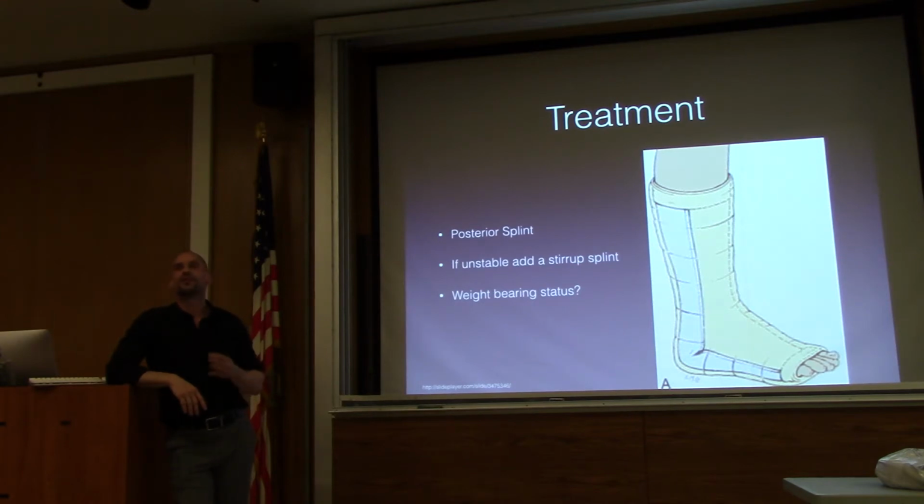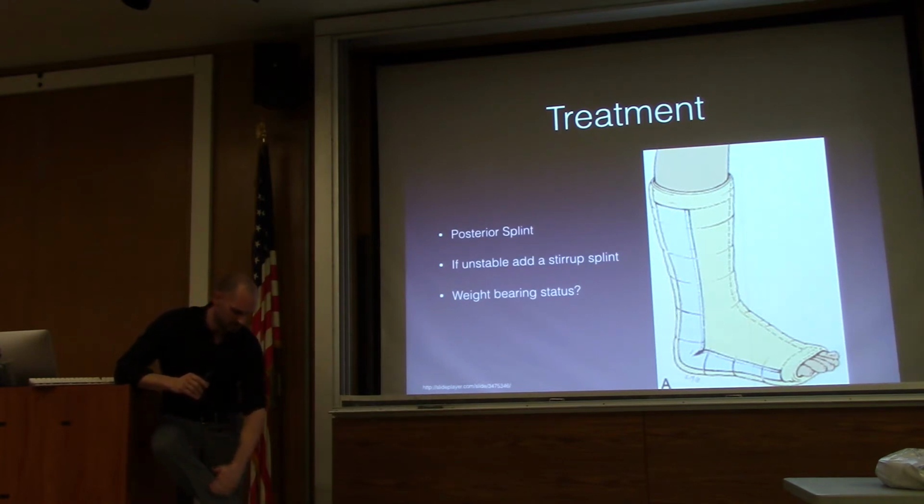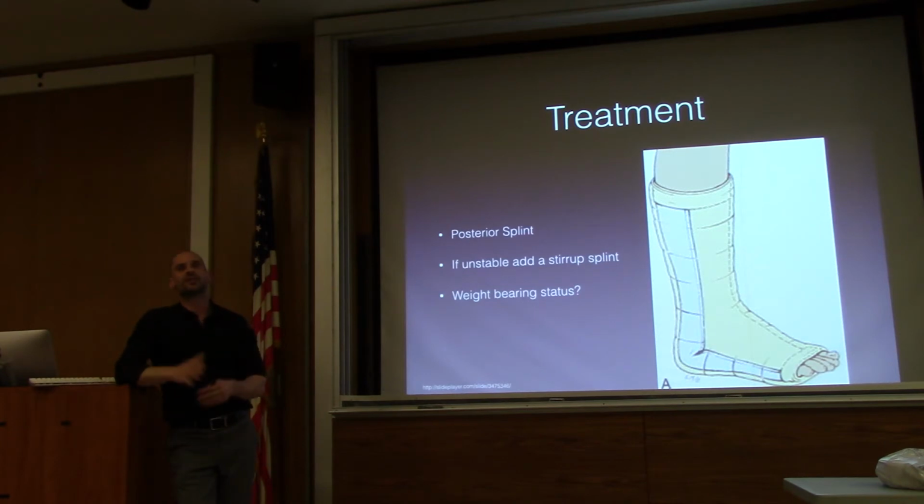Now remember, if you have an unstable fracture, what you can do is add an AO splint. Essentially you're taking the posterior mold and then you're also adding what's referred to as a stirrup splint, okay? That's a splint around the foot that goes onto either side. You're trying to give it compression and stability on 3 sides.